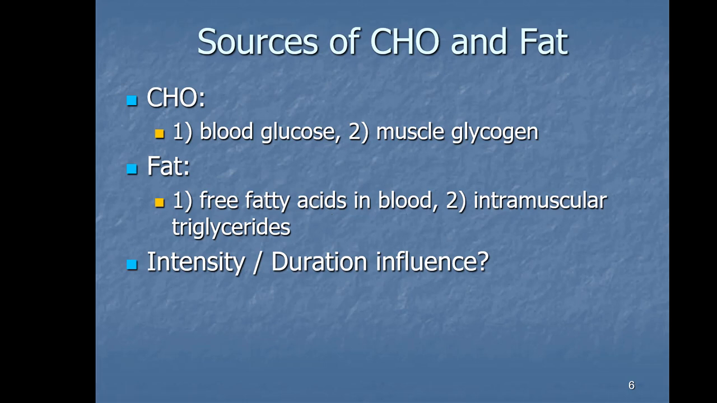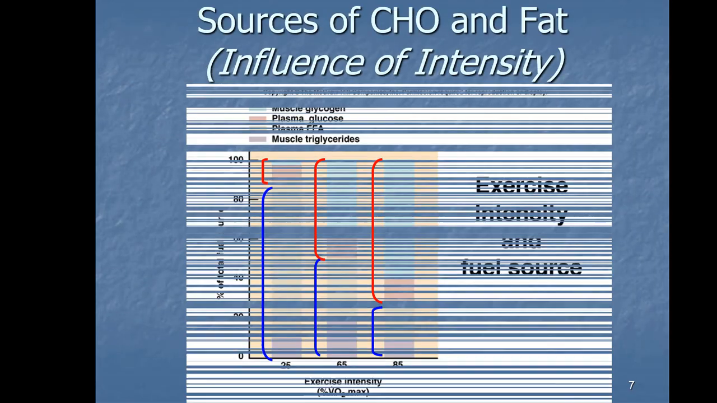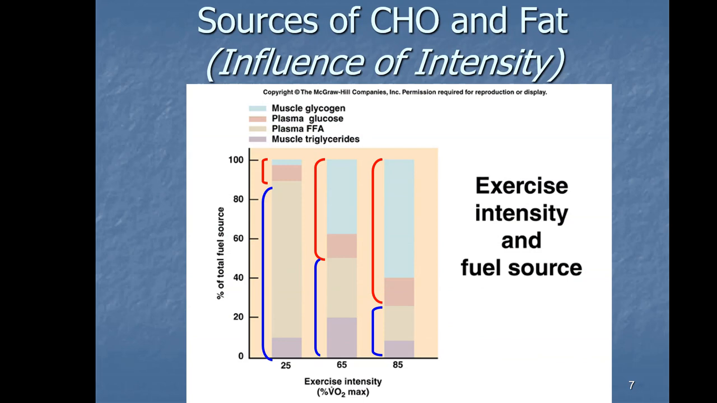So how does intensity and duration influence our sources of fat and carbohydrate? Carbohydrate's relatively clear cut. I want to show you this graph first, which actually shows both fat and carbohydrate, but I want to focus on the carbohydrate. Everything that I bracketed in red is carbohydrate. That's our muscle glycogen in blue, and our plasma glucose, our blood glucose, in this shade right here.